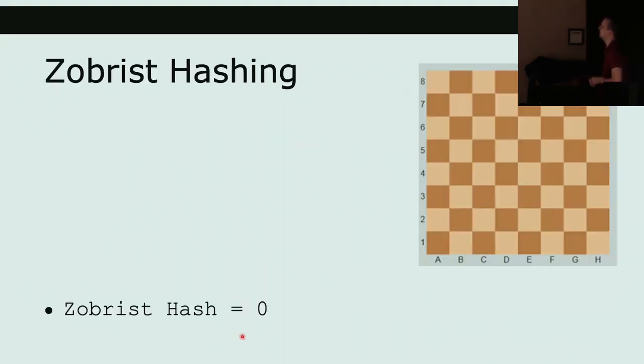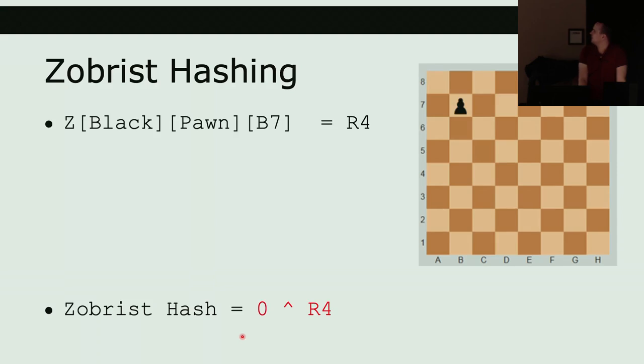So let's look at an example. Let's take an empty chessboard. We've got no pieces on the chessboard, so the Zobrist hash function is 0. Okay? 0 means empty board. Intuitive so far. Let's say I want to add a piece to the board. So I'm going to add a black pawn to b7.